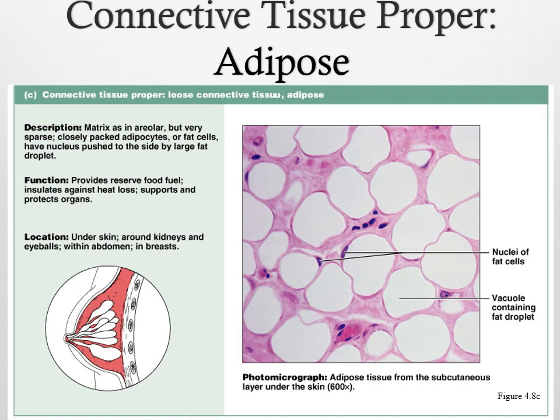Adipose, another widely distributed tissue as well. This one can be found in many different places in the body, serves as a protector, and so it's insulation for the body. It's a cushioner for our organs, things like that, and also stores energy.